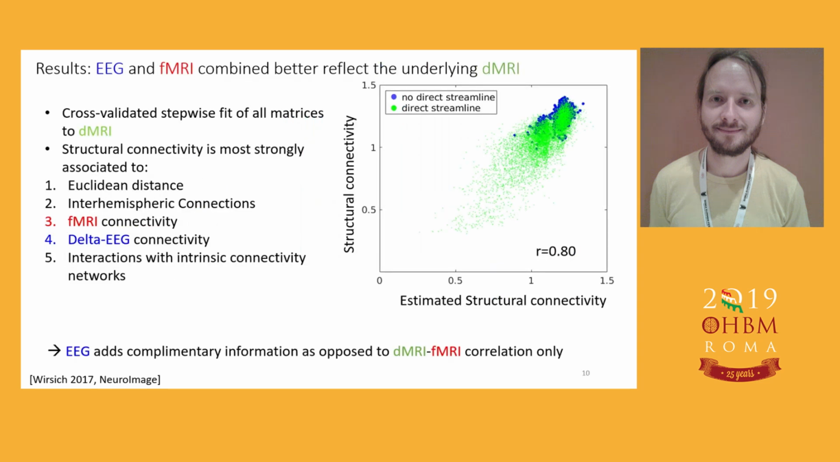What we were able to show is that with this we can build a good model to explain the structural connectivity. This is of course defined by Euclidean distance and by the interhemispheric connections. Then it is defined by the fMRI, and additionally delta EEG adds additional information to define this relationship. What you see here is the structural connectivity that we measure by connectomics and the estimated connectivity of our linear model.